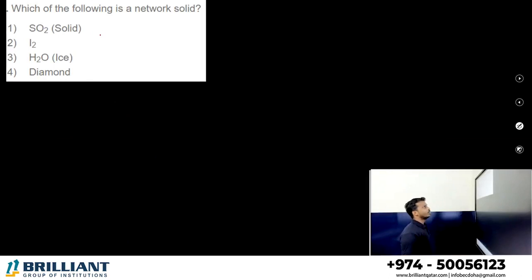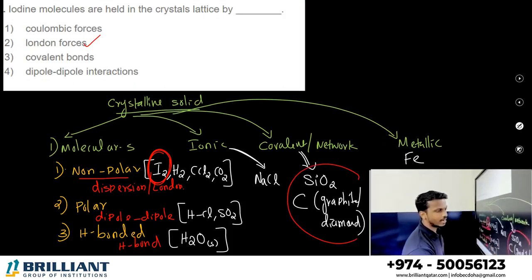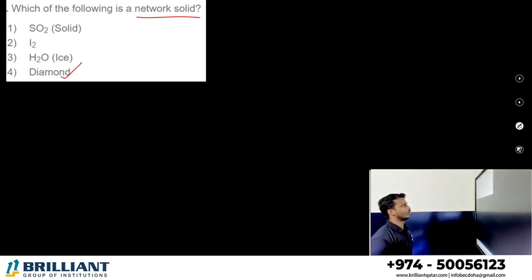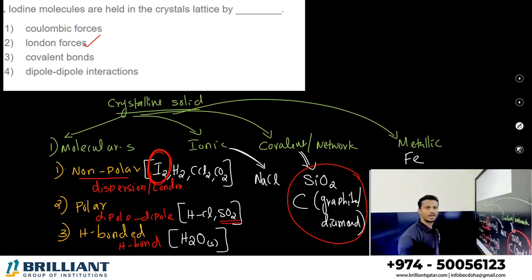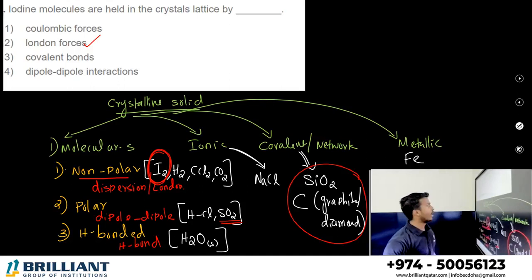Next question. Which of the following is a network solid? Network solid examples are silicon dioxide, carbon as graphite or diamond. What is the answer matching here? Diamond. Where did we study sulfur dioxide? Sulfur dioxide we studied under polar molecule, iodine we discussed under non-polar molecule, and H2O ice we discussed in hydrogen bonded molecule. This table is very important, including examples.